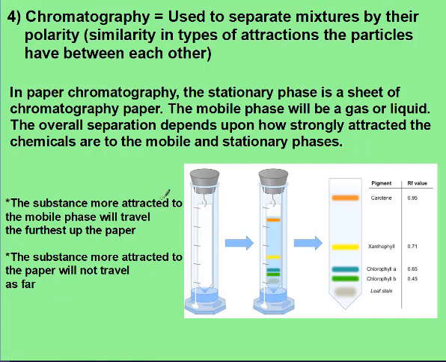The substance more attracted to the mobile phase, or the liquid, is going to want to travel with the liquid and touch it as long as possible. So it's going to go the furthest up. The substance more attracted to the paper will not travel as far.